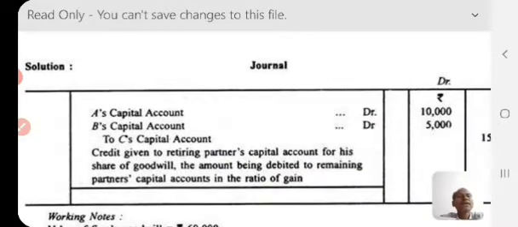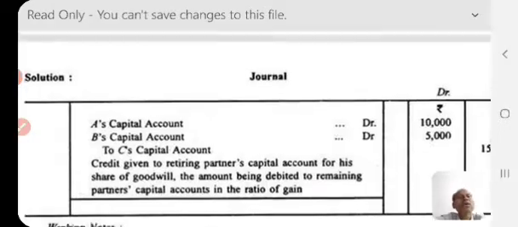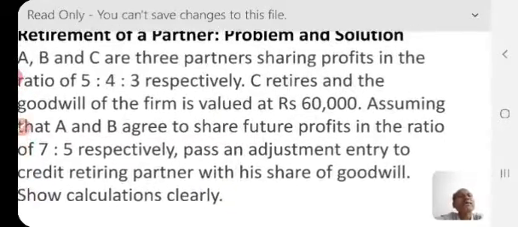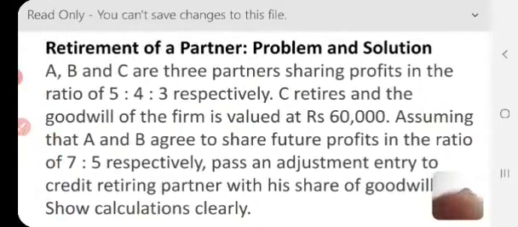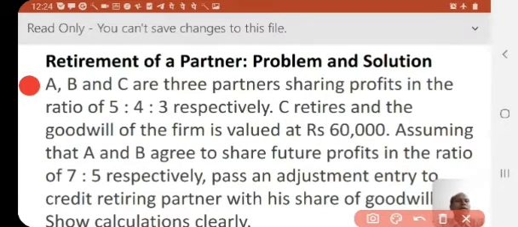So first entry, goodwill is valued at 60,000. But the share of C should be adjusted among A and B. So what is the share of C? C retires, and C's share is 3.